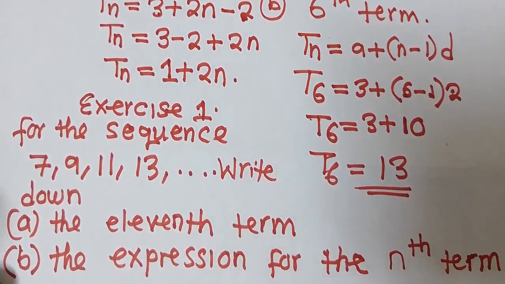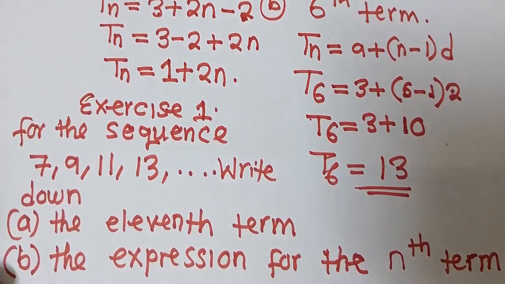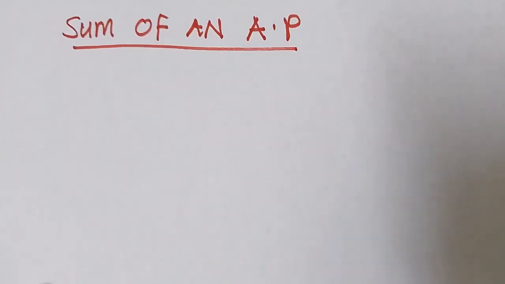In this other part, we want to find now the sum of the nth term. So let us now go to the sum of the nth term, the sum of an AP. Under the sum of an AP, you just need to know the formula. Which formula do we use whenever we want to find the sum of an AP?